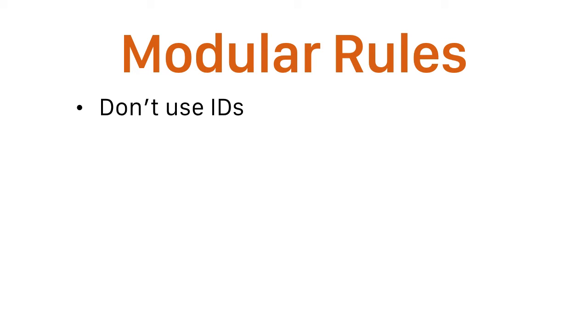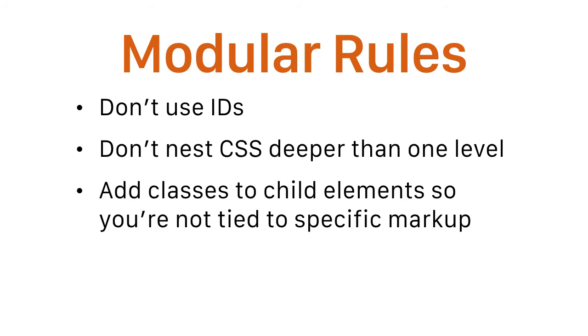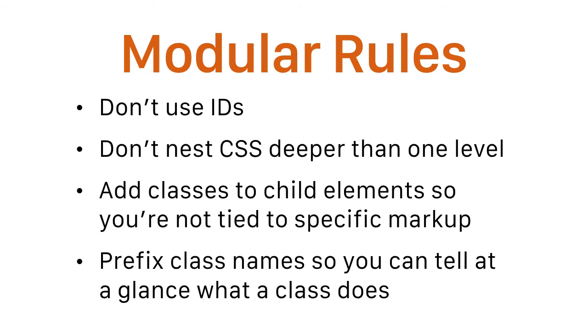And of the rules that these frameworks give us, I think there are some that are very valuable. We definitely do not use IDs. That's a principle I agree with. We don't nest CSS deeper than one level. You do need to nest one level deep for modifiers and state rules, but you never need to go deeper than that. We add classes to all of our child elements, so we're not tied to particular markup. And we prefix our class names so that our code becomes more self-documenting.